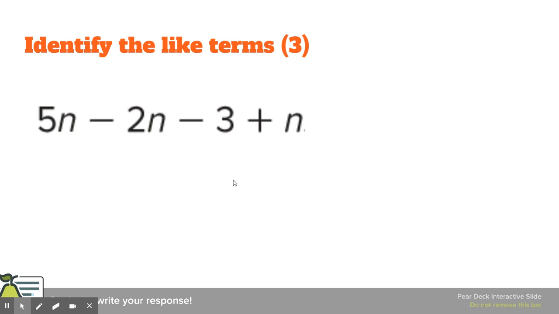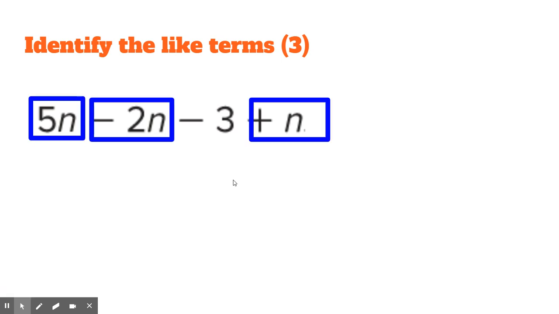Identify the like terms. Now, there's only three that are alike. And again, welcome back. 5n, negative 2n, and positive n. Those are the like terms.